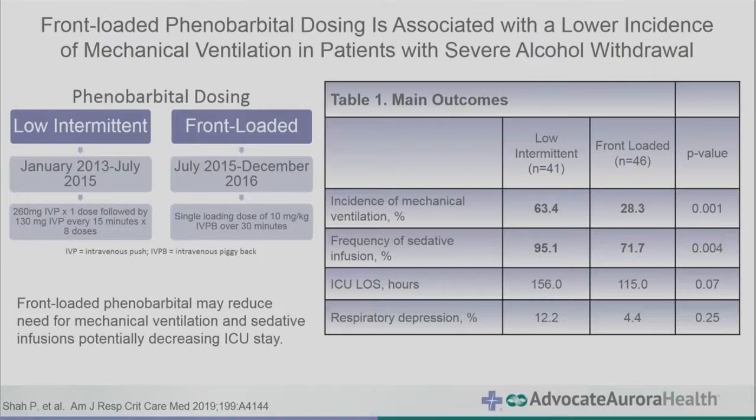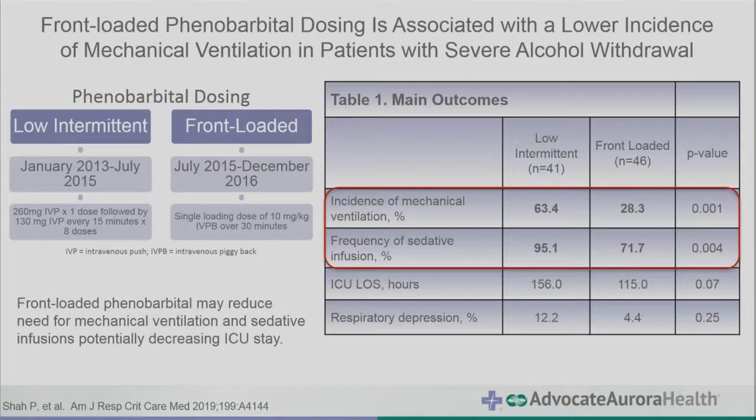So I will share with you our own internal data. We just did a before and after analysis looking at low intermittent dosing of phenobarbital versus higher front-loading doses of phenobarbital. We presented this data at the American Thoracic Society earlier this year, and basically what we found was a drastic reduction in our mechanical ventilation rates from 63% to 28% with the use of high dose phenobarbital. Our frequency of sedative infusions fell from 95 to 71%. Length of stay did not reach statistical significance, but a 41-hour length of stay reduction, I think clinically, some of us might consider significant, and respiratory depression rates were not increased.